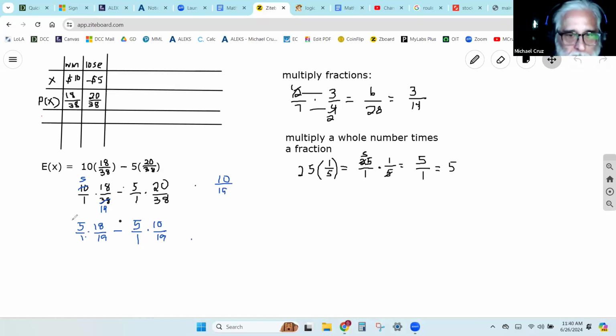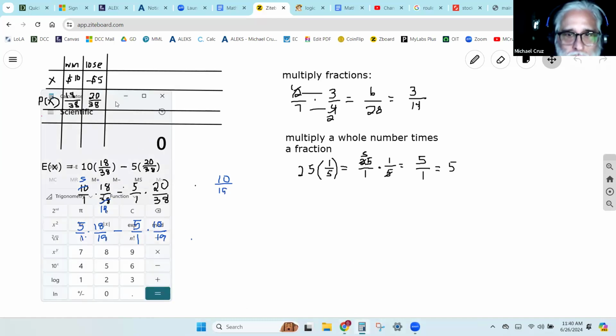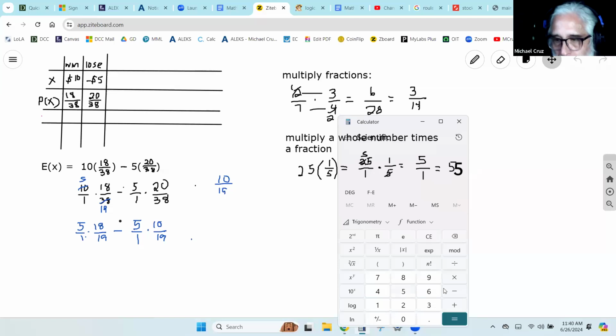All right. So we're going to multiply here. So 5 times 18. Five times 18 is going to be 90. And notice we keep our same denominator. And that's what we want because we're going to make one subtraction here. And 5 times 10 is 50. And that's over 19.